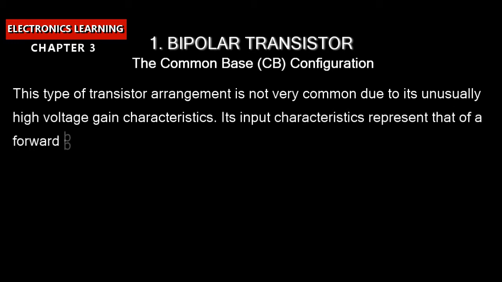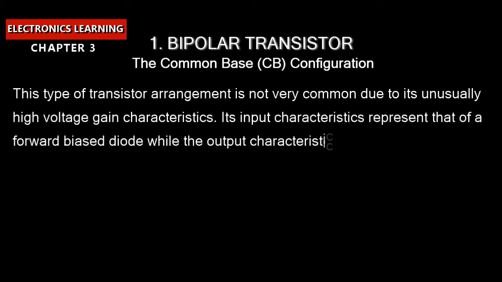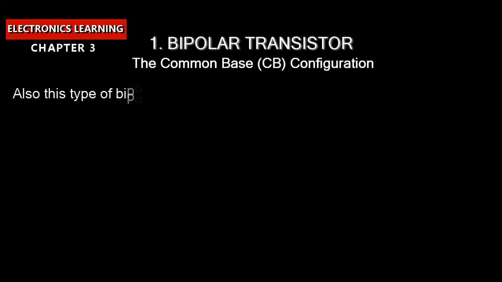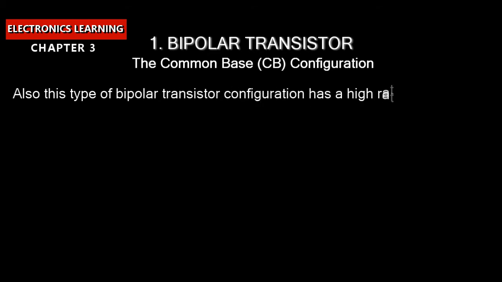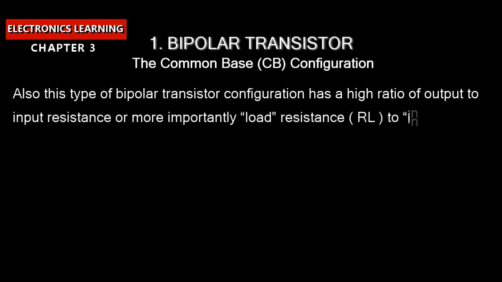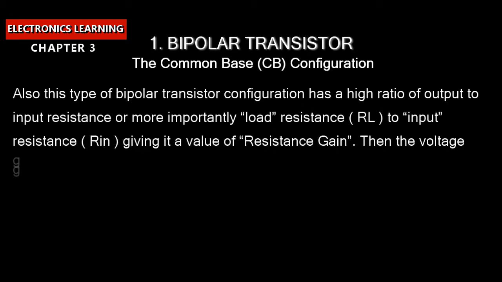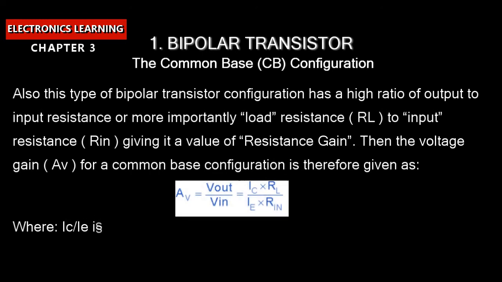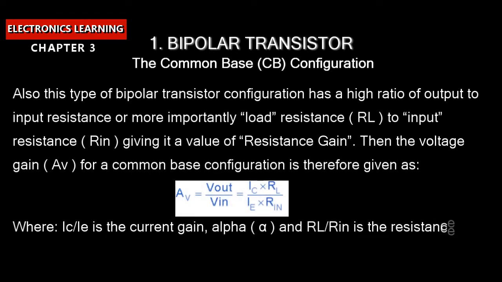Its input characteristics represent that of a forward-biased diode, while the output characteristics represent that of an illuminated photodiode. Also, this type of bipolar transistor configuration has a high ratio of output to input resistance, or more importantly load resistance to input resistance, giving it a value of resistance gain. Then the voltage gain for a common base configuration is therefore given as, where IC over IE is the current gain, alpha, and RL over RIN is the resistance gain.